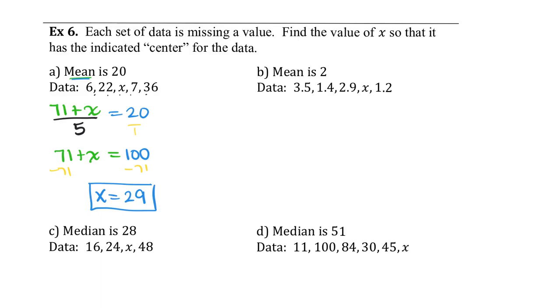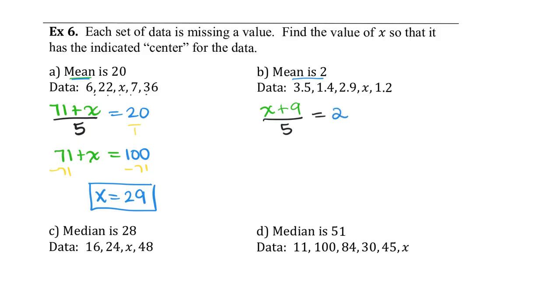Okay, let's try the next one. Next one's similar. They tell me the mean is 2. So I need to add them up and divide by the number of data points. I have 3.5 plus 1.4 plus 2.9 plus 1.2, which is 9. Then I'm also adding the X, so 9 plus X, divided by the number of data values. 1, 2, 3, 4, 5. Oh, it's 5 again. That's a coincidence. It's not always 5. It equals the mean, which is 2.